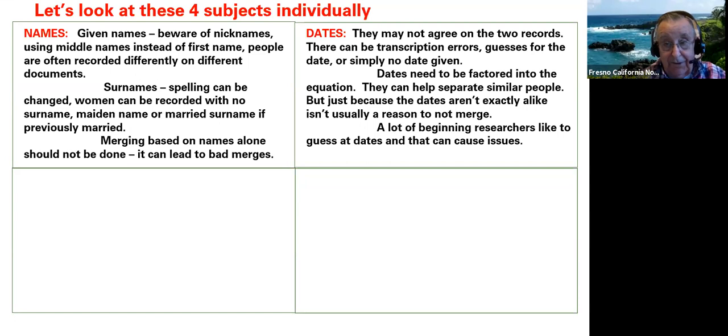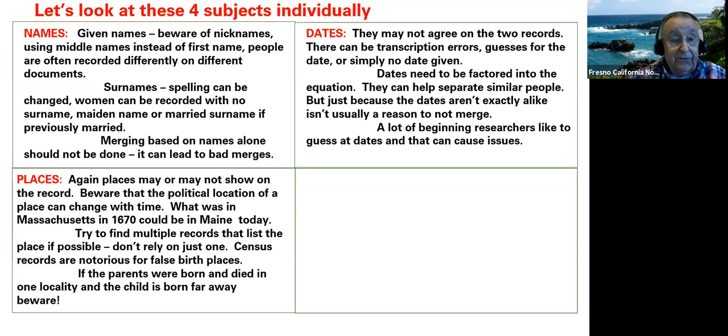And so you do have to realize that the dates are probably the wildest of the four things as far as looking for consistency and not finding it. Places. Again, places may or may not show in the record. Beware that political places, locations change with time. What was in Massachusetts in 1670 could be in Maine today.